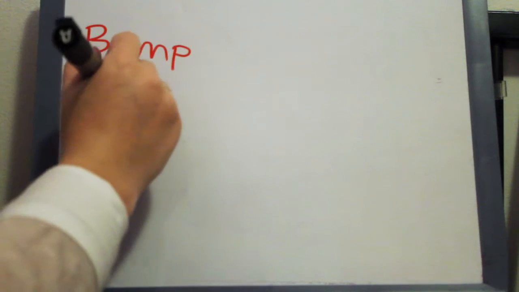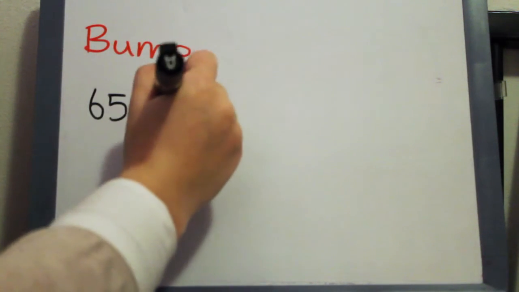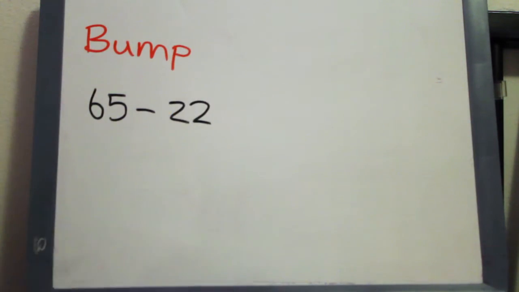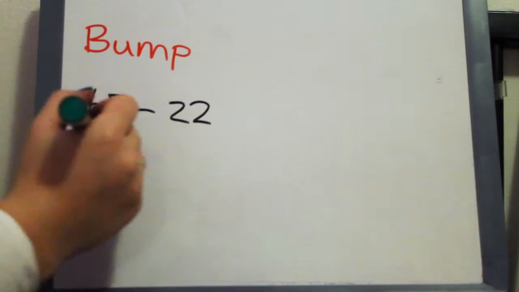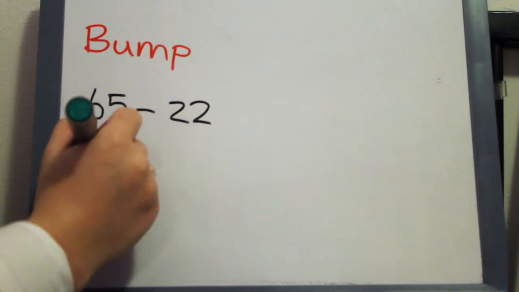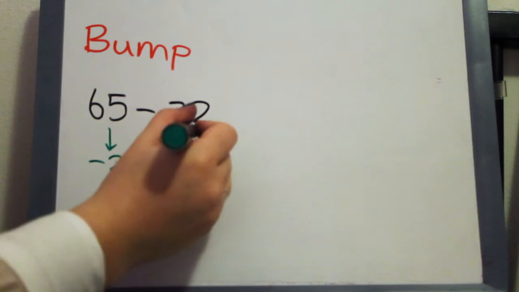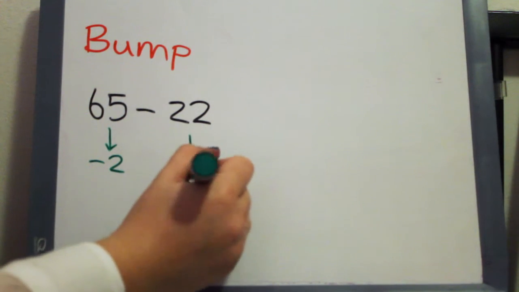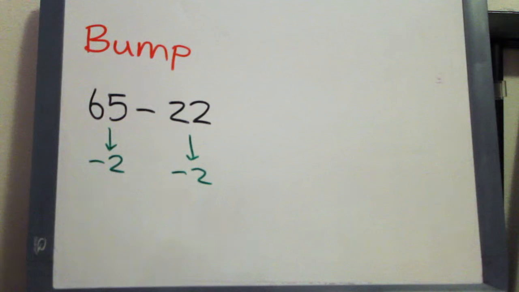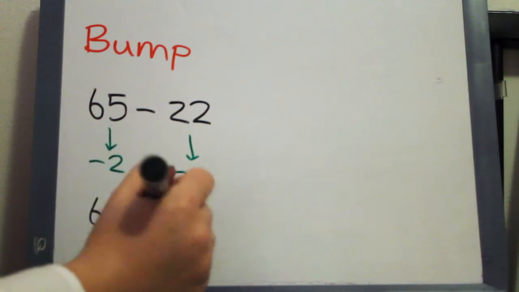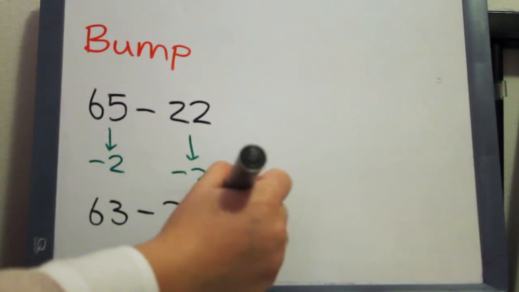Bump. The bump strategy is when the number closest to 10 gets impatient to start the subtraction process. The other number must adjust to compensate. Here we have 65 minus 22. We take away 2 from the 22 so that it becomes 20, and we must do the same to the other side, 65 minus 2. Therefore, we have 63 minus 20 equals 43.